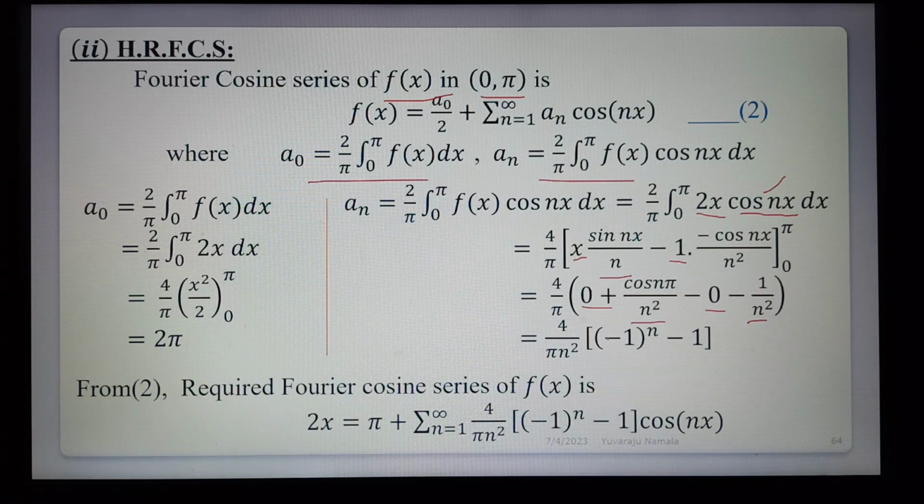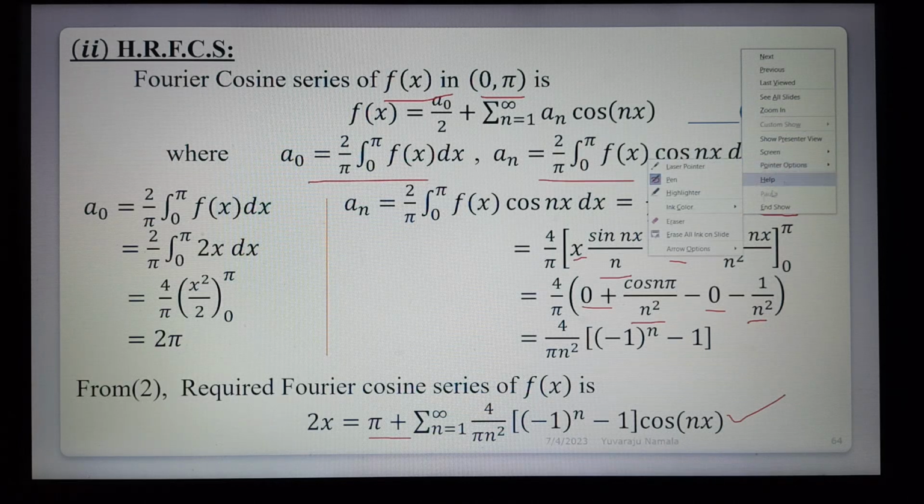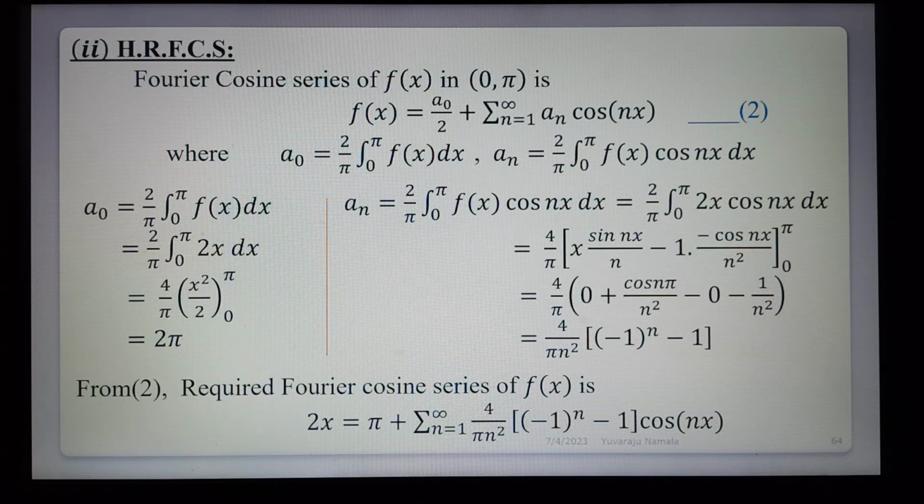Substituting a0 and an in equation 2, the required Fourier cosine series is 2x is equal to pi into summation n is equal to 1 to infinity 4 by pi n square into minus 1 power n minus 1 into cos nx. So this is the required half range sine and cosine series.